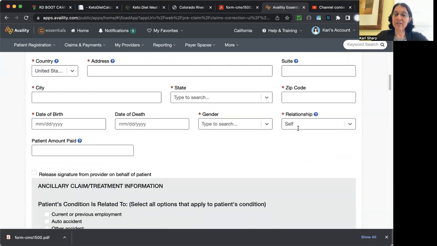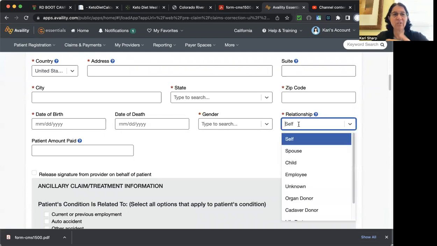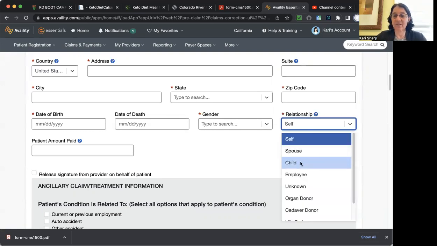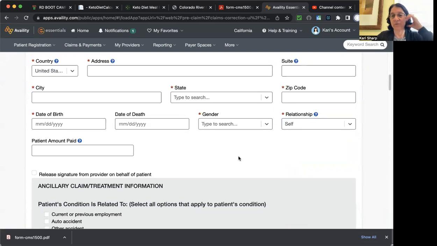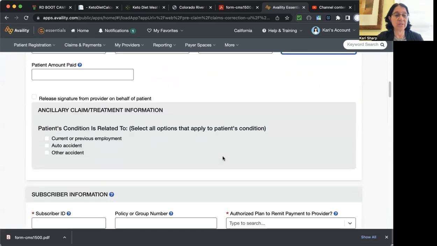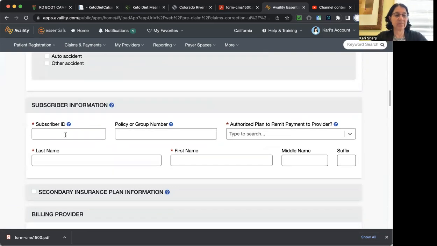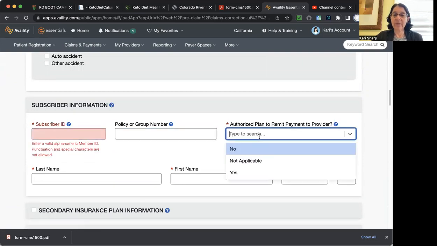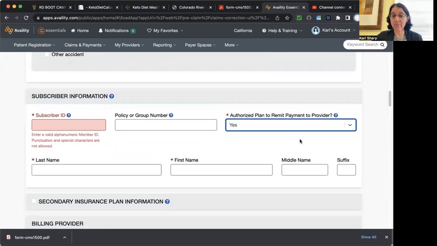And here is, are they the ones who have the insurance through their company, or is it their spouse? Are you submitting a claim for the child? So let's say it's the spouse who has the insurance. And this is maybe the subscriber. So this would be the number on your insurance card. This would be the group number. Yes, we can submit the plan.